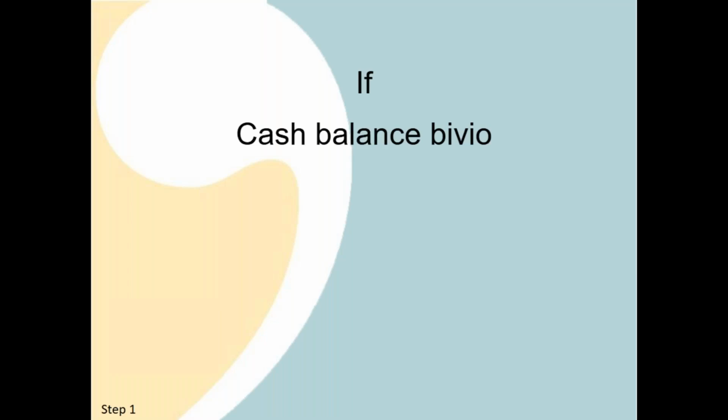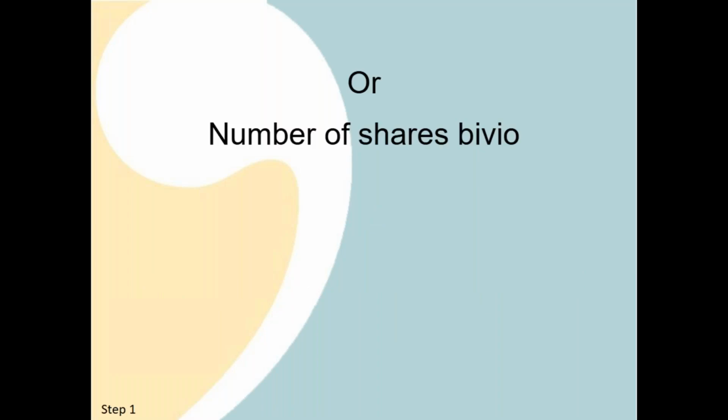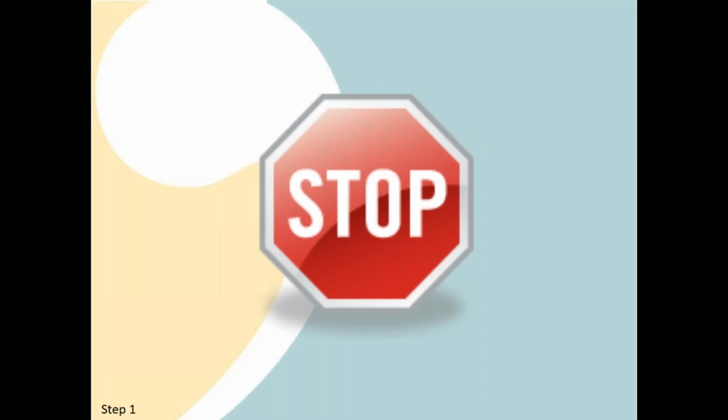If the cash balances in bivio do not agree with the cash balances shown on your financial institution statements, and you don't have a valid reason, such as an outstanding check for this, or the number of shares of stock shown in bivio does not agree with the number of shares shown by the broker, then go no further. You need to stop and find and fix the problem. Your taxes will be prepared using your bivio accounting information. There is no point in going any further if it is not correct.